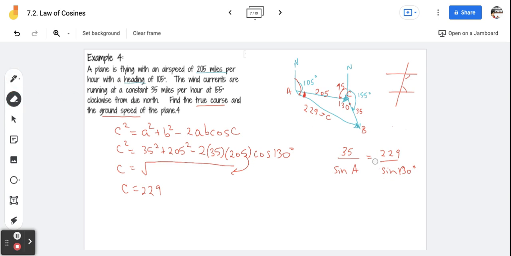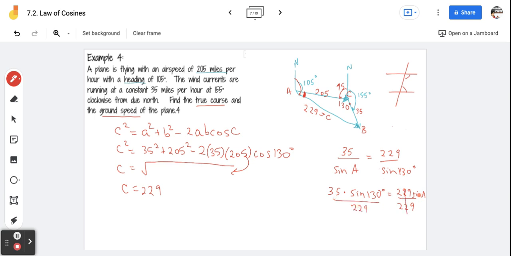Just to clarify what I did there, I had enough information to use law of sines. I had 35 over the sine of angle A, which is my unknown, equals 229 over the sine of 130. Then I can cross multiply and solve that. So I'm going to have 35 times the sine of 130 equals 229 sine A. Then I'll divide by 229.